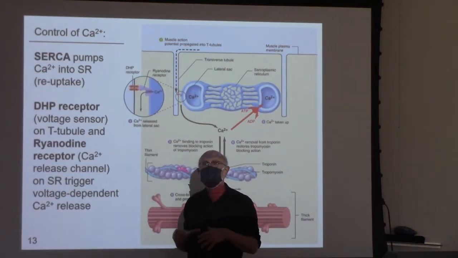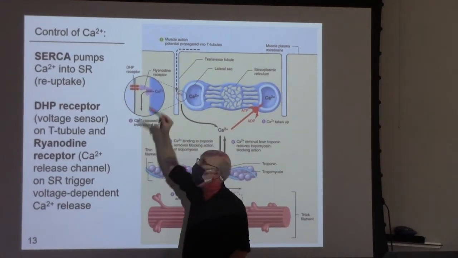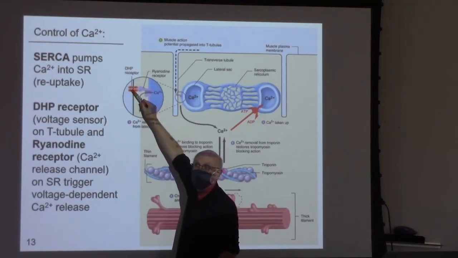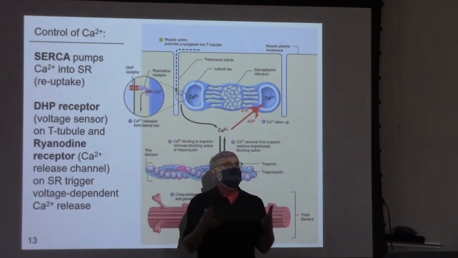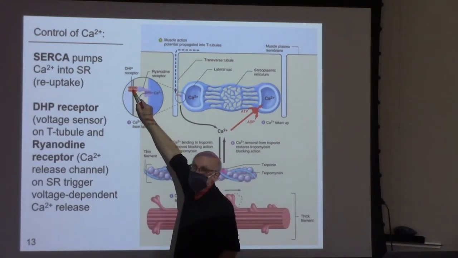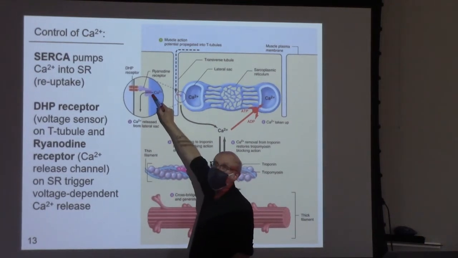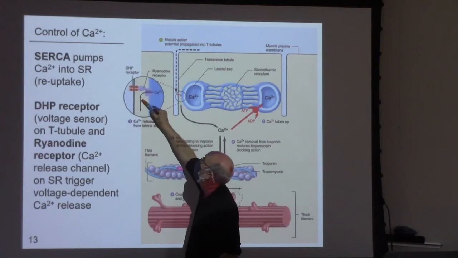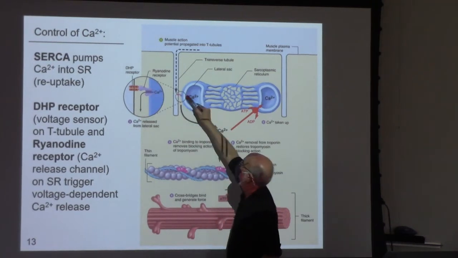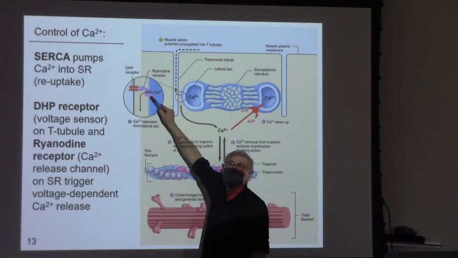So this protein is a voltage sensor. It senses the resting membrane potential, and it senses the depolarization by the action potential. When there is an action potential in here, it senses it and undergoes a conformational change, of course. The conformational change of this sensor protein is transmitted mechanically to a calcium release channel that is expressed on the SR membrane, and it opens those calcium release channels.